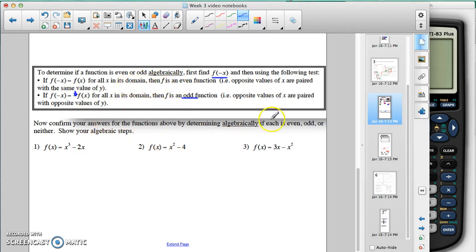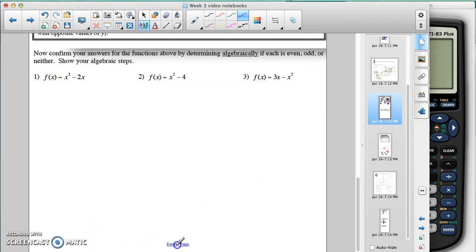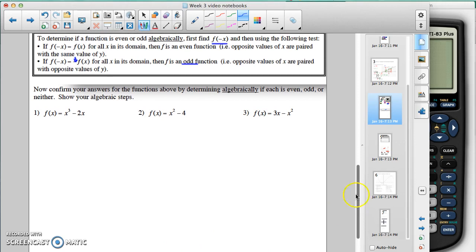All right, so we had the same graphs up above, but we're testing these. So in each one of these we're going to evaluate f of negative x. So everything we do, we're going to take the opposite value here in each one of these.